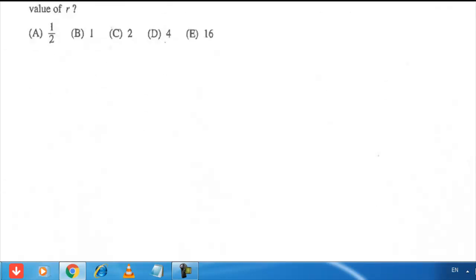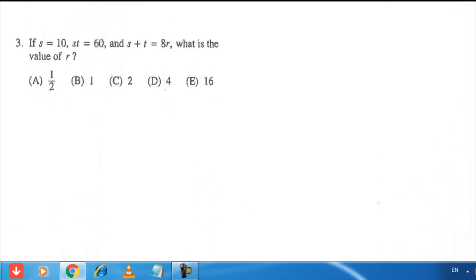If S is 10 and ST equals 60, then we can find that T is equal to 6, because 60 divided by 10 is equal to 6. Then S plus T equals 16, which equals 8R divided by 8. So R is equal to 2, and the suitable answer is going to be C.